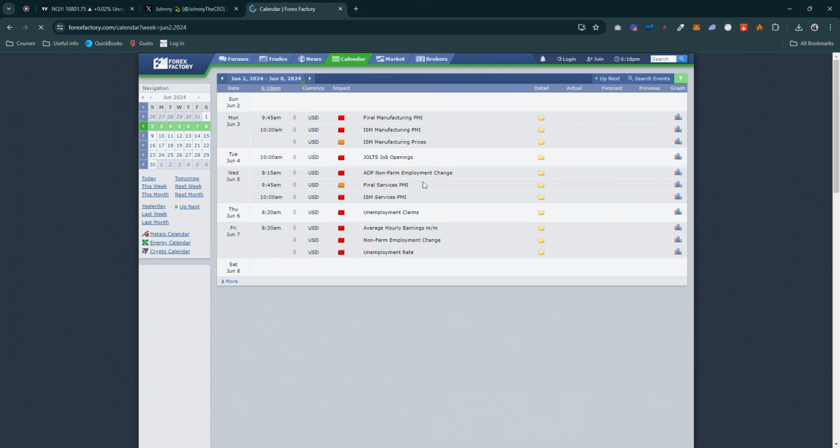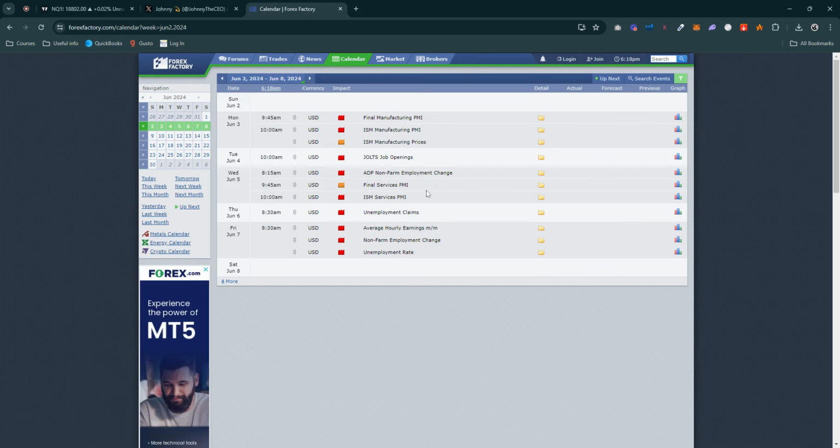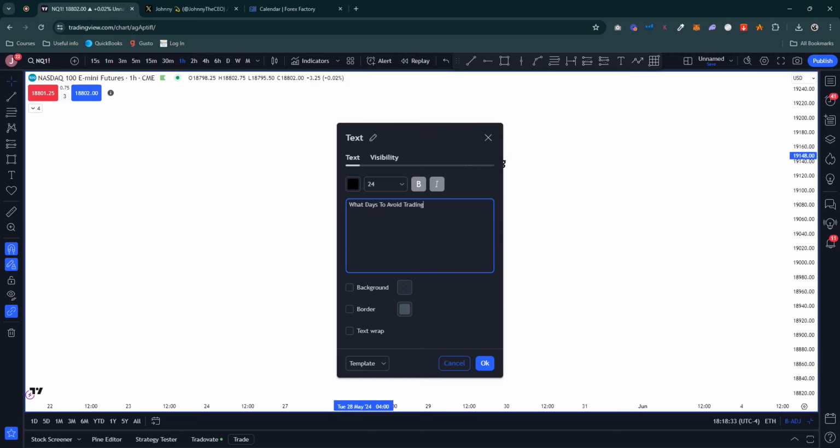Another day you don't want to trade is usually the day before non-farm payroll. So again, a general rule of thumb, what days to avoid in trading, right? I'm just going to list them out. This is not by importance or anything. So here, I'll just go like this. This is going to be the day before major news events. Before major news events, think CPI, FOMC, and then NFP.